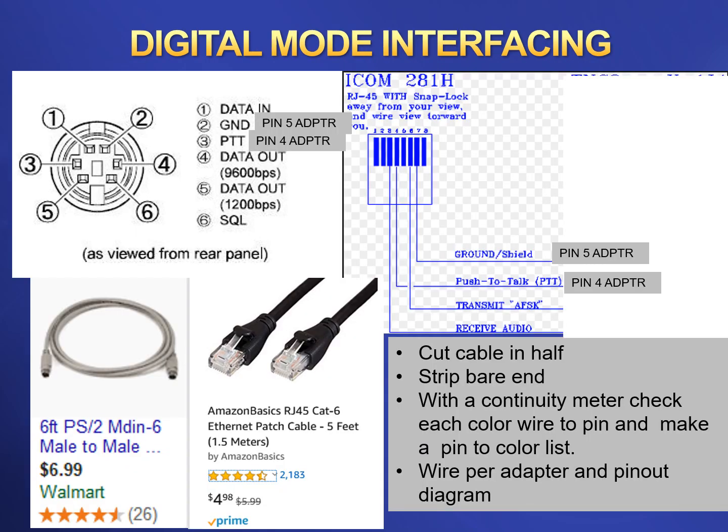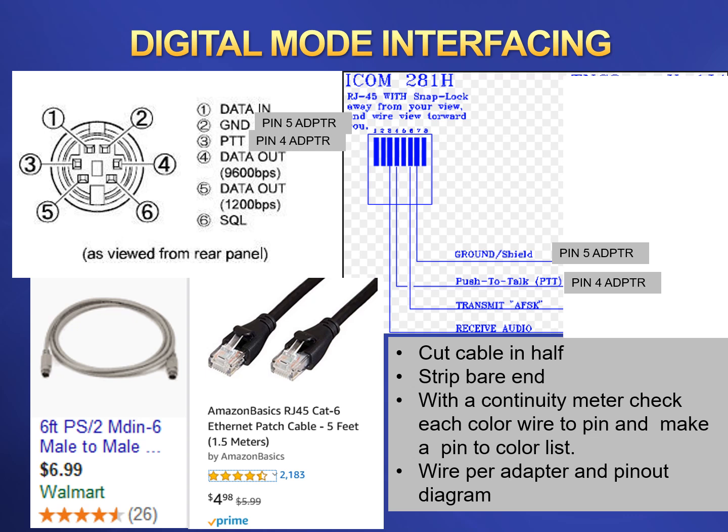I've shown the basic diagram here for the 6-pin DIN connector that's available on Yaesu and Kenwood radios. If you look, I've also set up there ground would be pin 5 on your serial adapter, and the PTT would be pin 4 on your adapter. And that's the wiring diagram for that particular data connector.